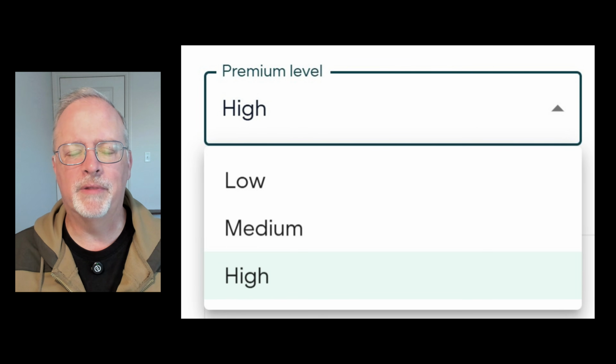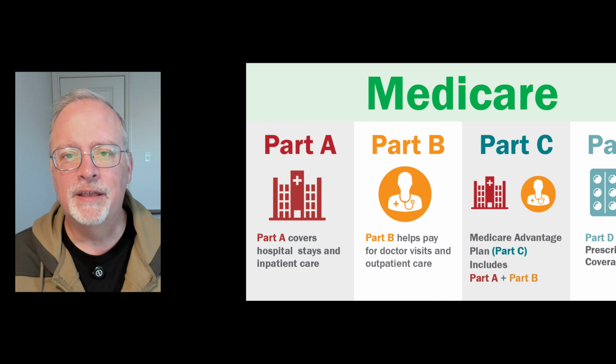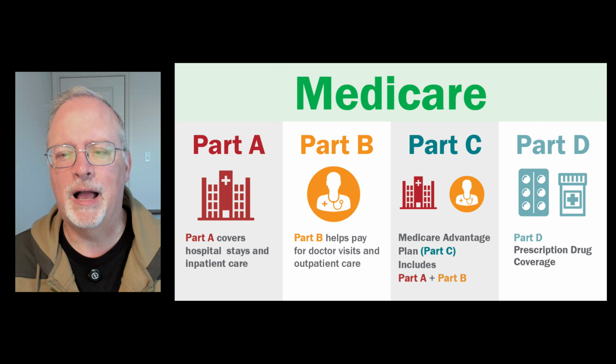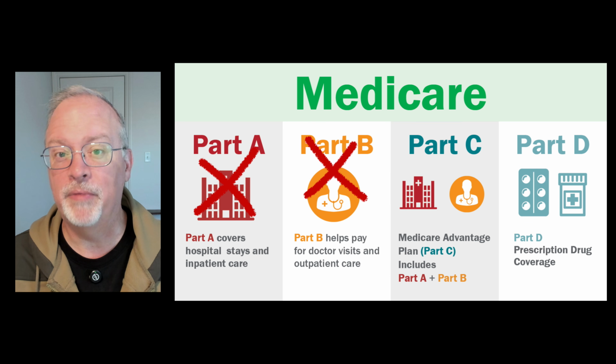The next set of drop-downs lets you pick a premium level. Now keep in mind the premium level does not apply to the very first option we talked about, which was just original Medicare Part A and Part B. But this certainly does apply to all of the other options because you're out purchasing plans.